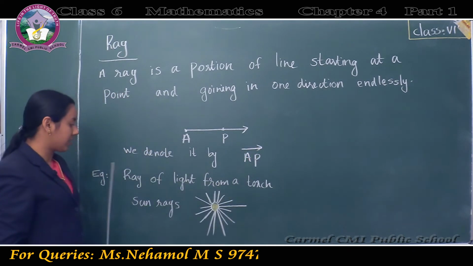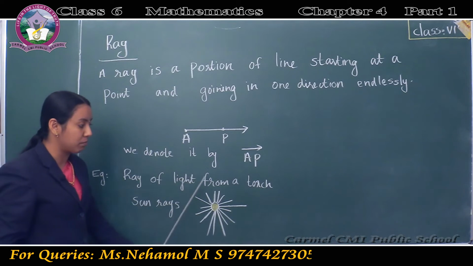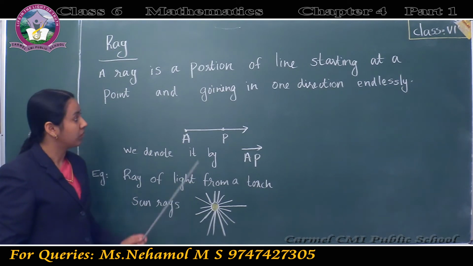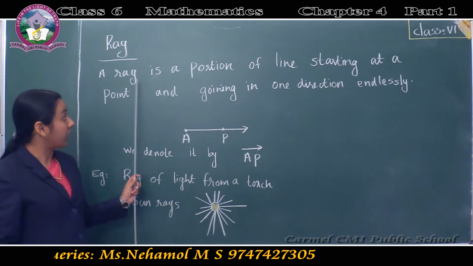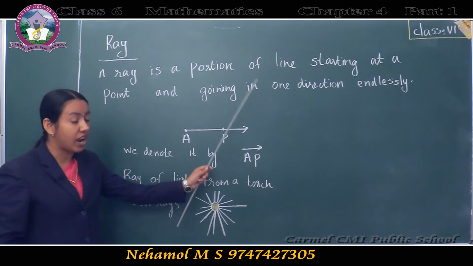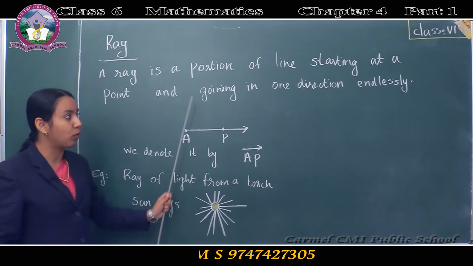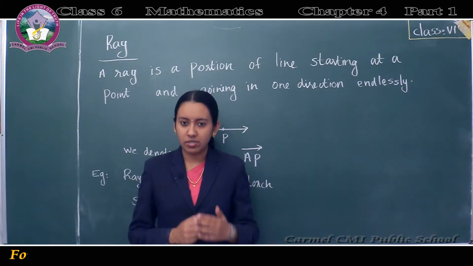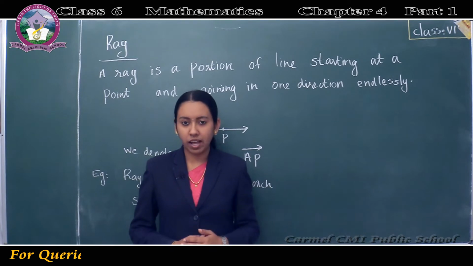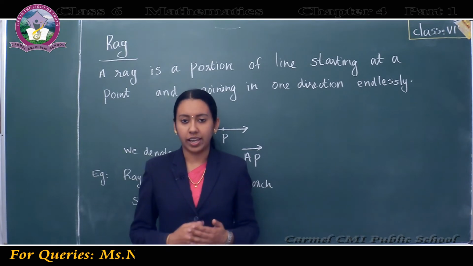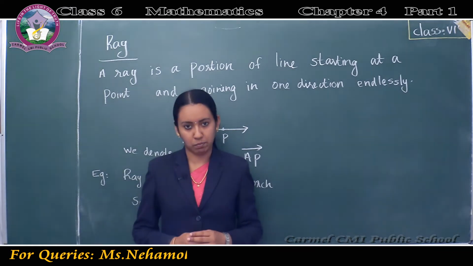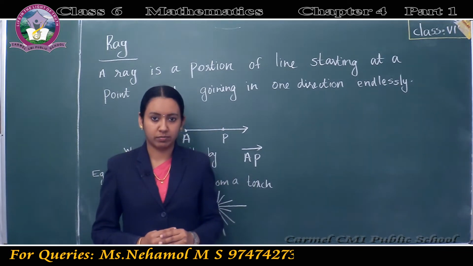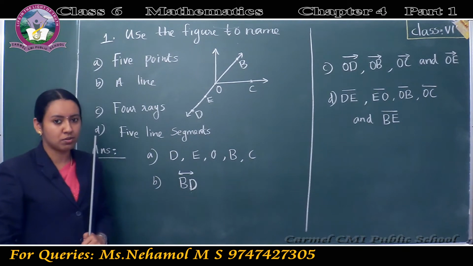Other examples: a ray of light from a torch, and also sun rays. Then what is a ray? A ray is a portion of a line starting at a point and going in one direction endlessly. So we studied that a line segment has two endpoints, a line has no endpoints and a ray has only one endpoint. Now we can go through one question.